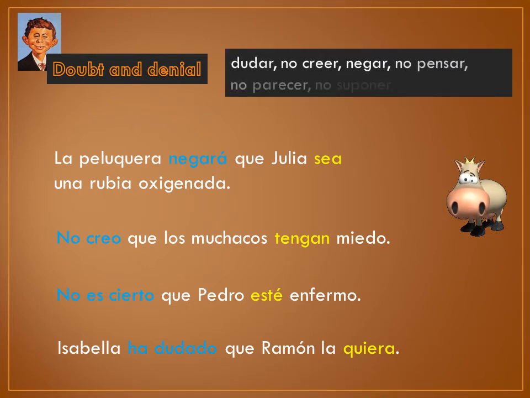These verbs express doubt and denial. In all four of these dependent clauses, we can't be sure that these things are true. Once again, there is one sentence in the future and there is another in the present perfect.